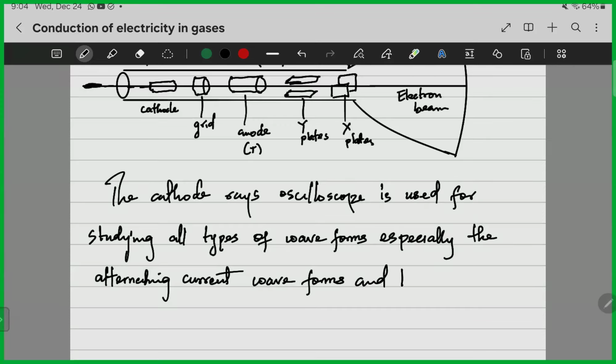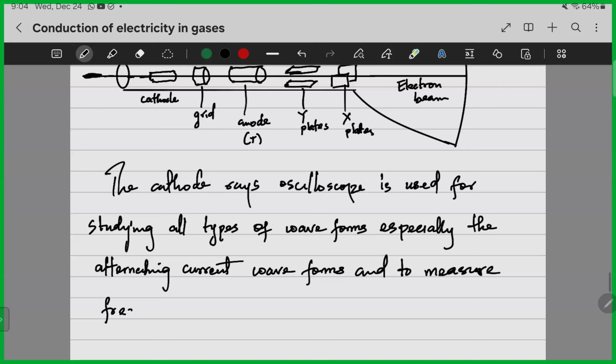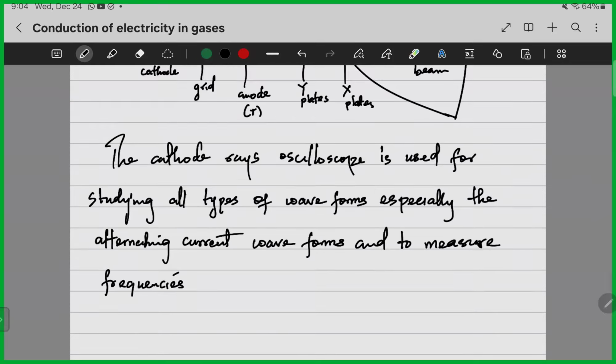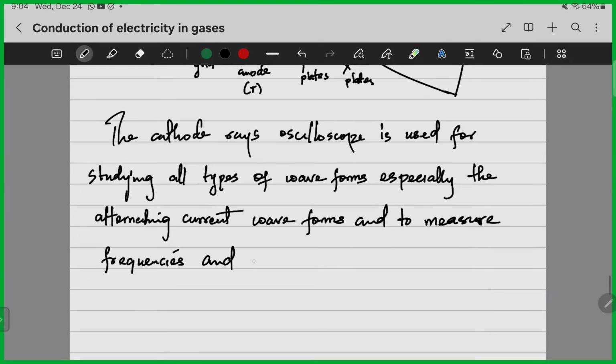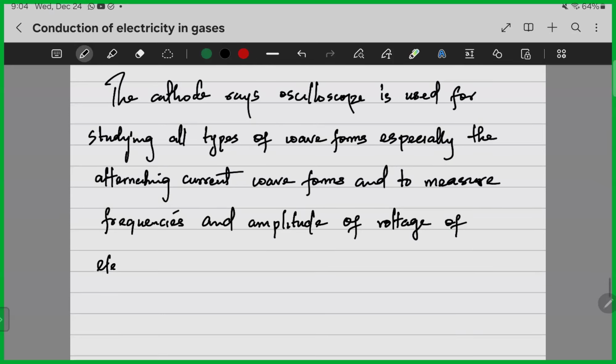And to measure frequencies and amplitude of voltage of electronic devices. So take note of that.